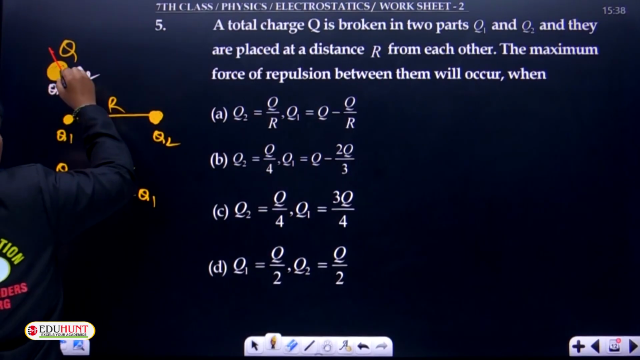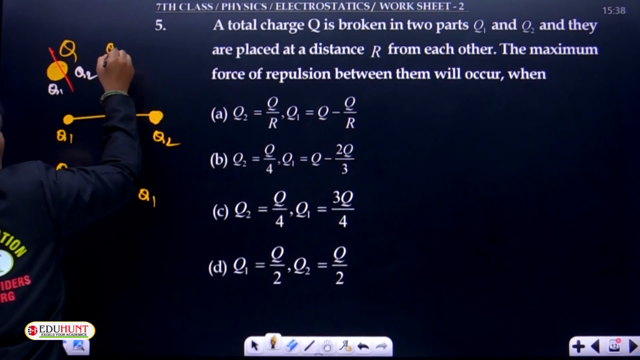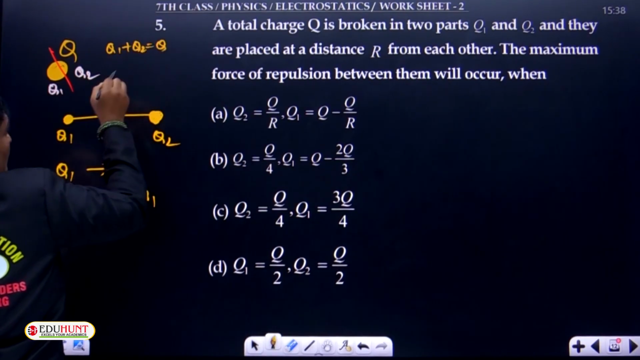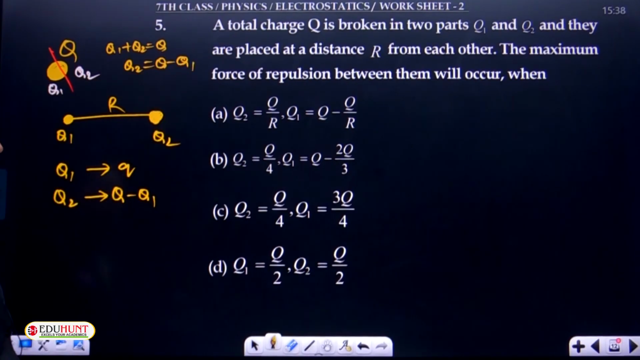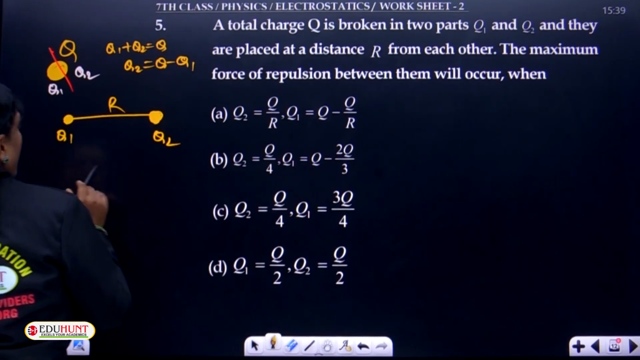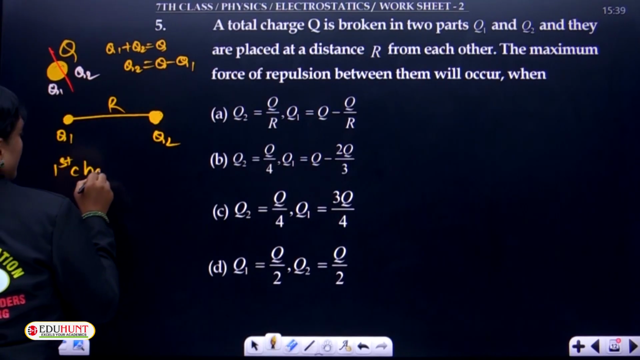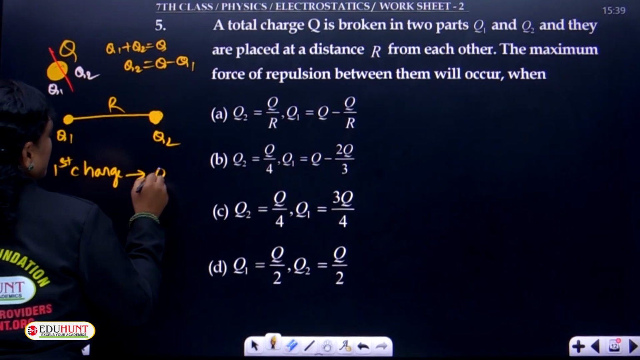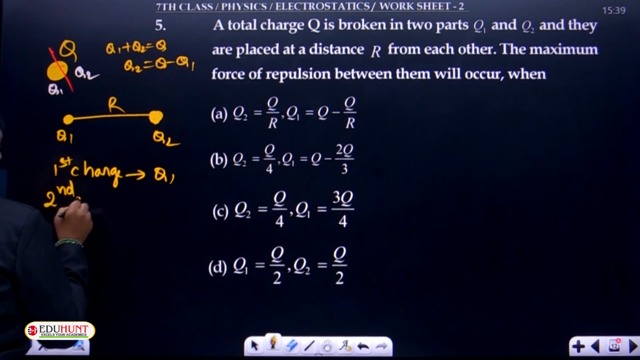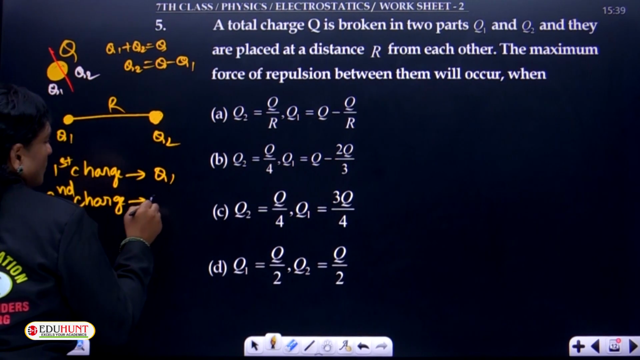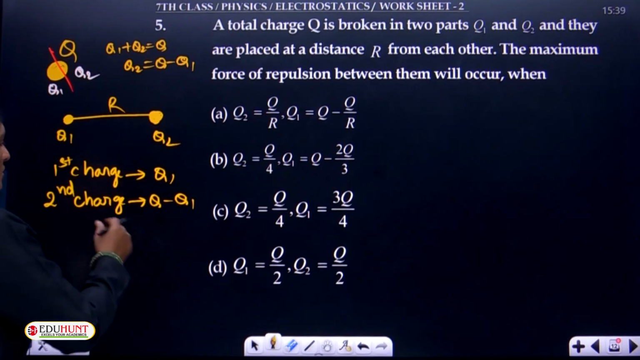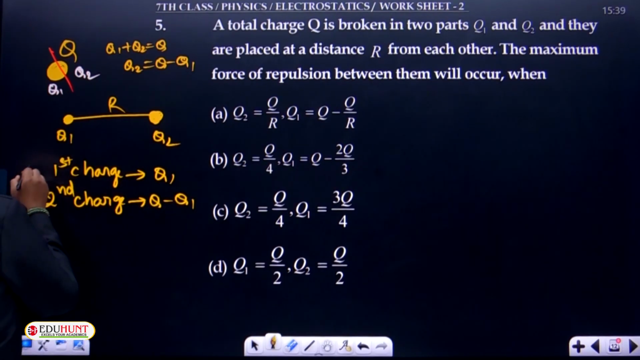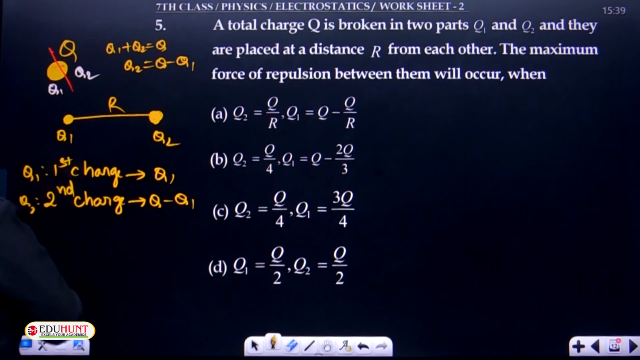Q2 must be clearly from this: Q1 plus Q2 is equal to the total charge, so Q2 can be written as Q minus Q1. Okay, I'll write it like that only. So, if you consider the first charge as Q1, the second charge will be the total charge minus Q1. So, I just eliminated Q2. The second charge Q2 can be written as Q minus Q1. This is the first charge and this is the second charge.